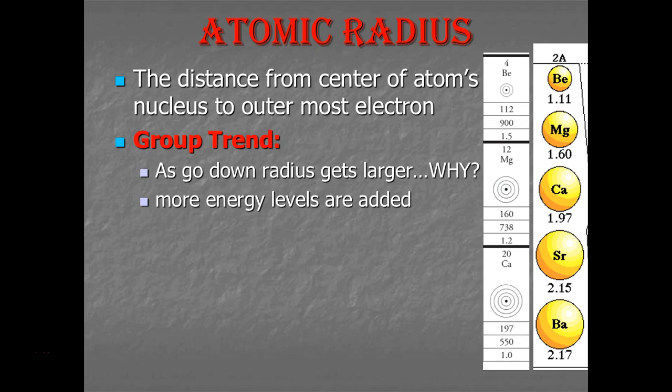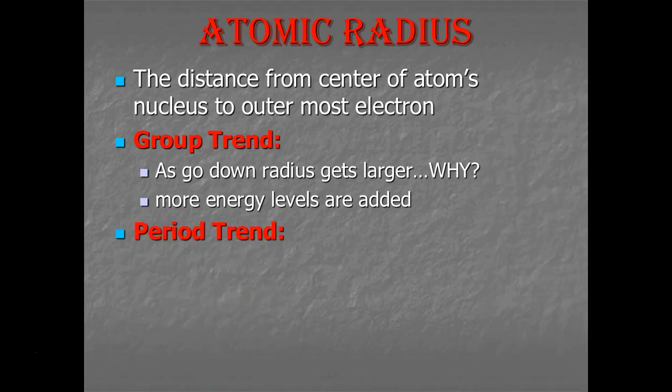So magnesium has more energy levels than beryllium, and calcium has more energy levels than magnesium, et cetera, et cetera. The atom is literally getting larger as you're adding more and more electrons onto the outside. So hopefully that should make sense. As you go down the periodic table, the atoms are getting larger.